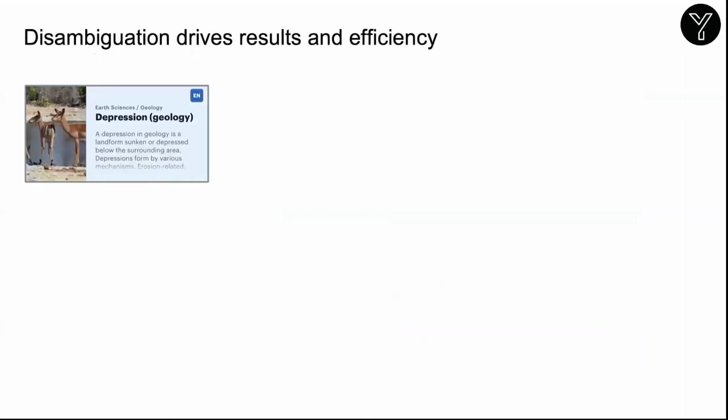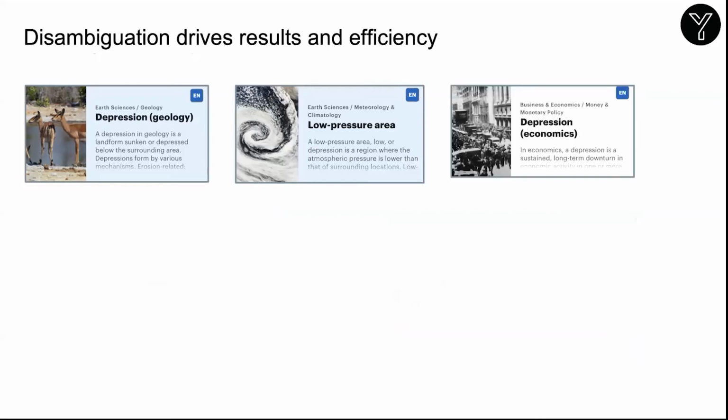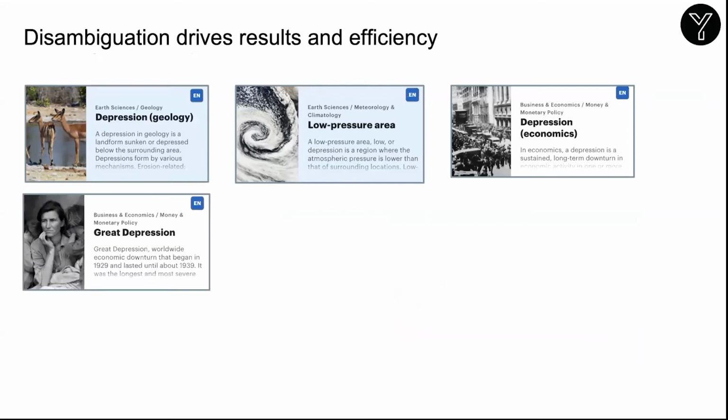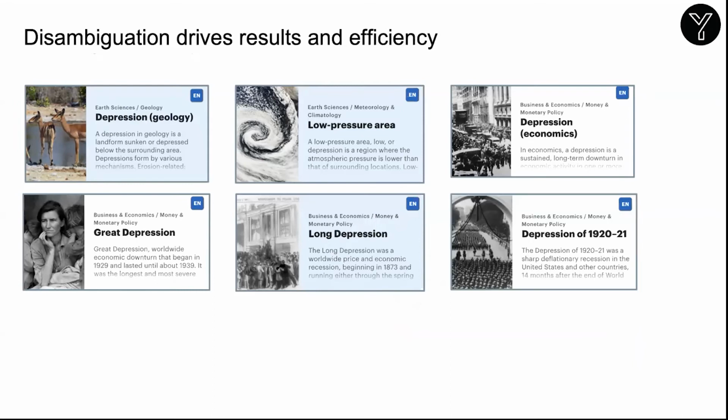On the other side, we have polysemy, and polysemy is the problem that specific terms can have multiple meanings. So let's think of a term, depression. If I were a researcher looking at something related to depression, I might be researching many different aspects of depression. Depression can be seen as a geological phenomenon, or as a meteorological phenomenon, or as an economical phenomenon, or we might be looking into the Great Depression or the Long Depression, or a specific economical depression that happened in the 20s.